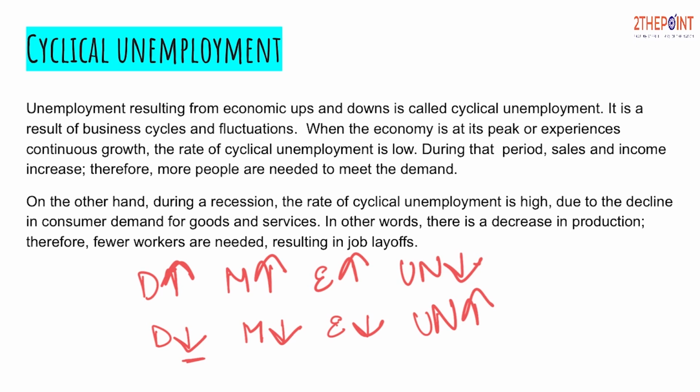So any unemployment caused due to economic ups and downs is called cyclical unemployment, and whatever I have told you is exactly written here. I'll just quickly go through it. Unemployment resulting from economic ups and downs is called cyclical unemployment. It is a result of business cycle and fluctuations. When the economy is at its peak or experiences continuous growth, the rate of cyclical unemployment is low. As I've explained, demand is more, manufacturing activity shoots up, more people are required, so the unemployment rate decreases, and the opposite is here.